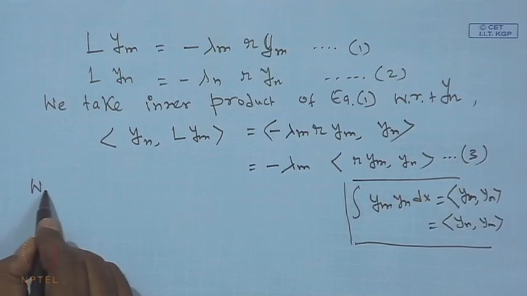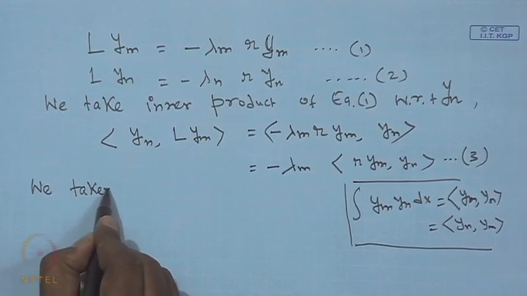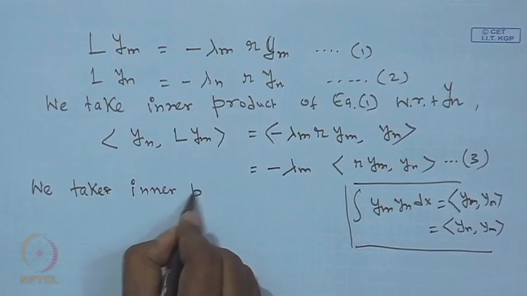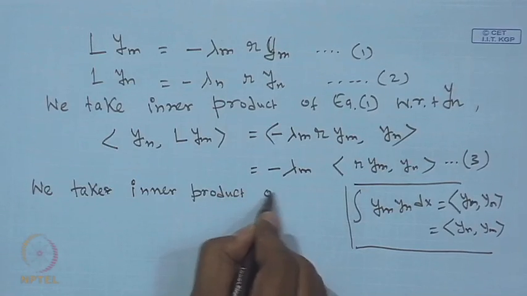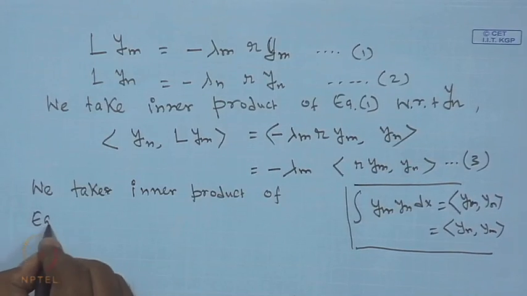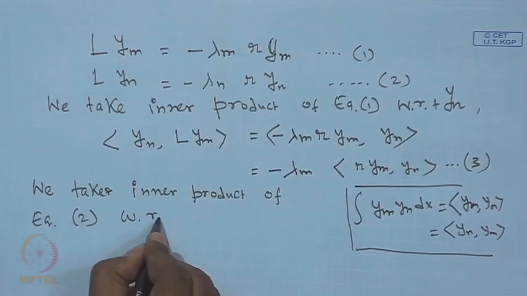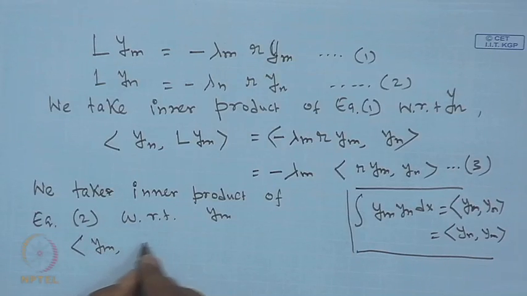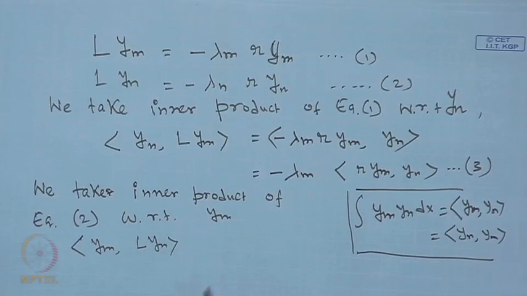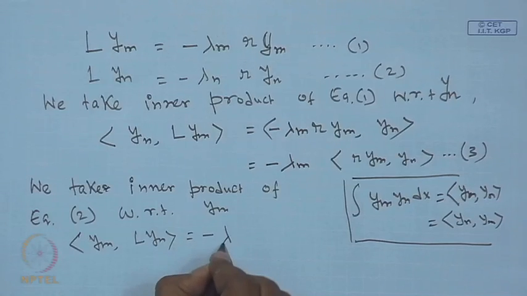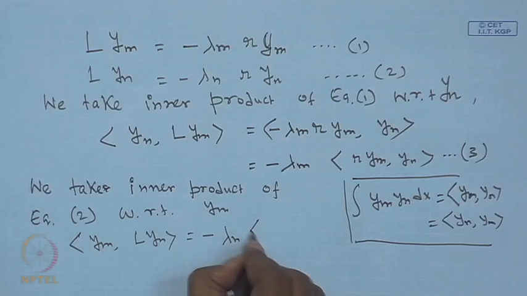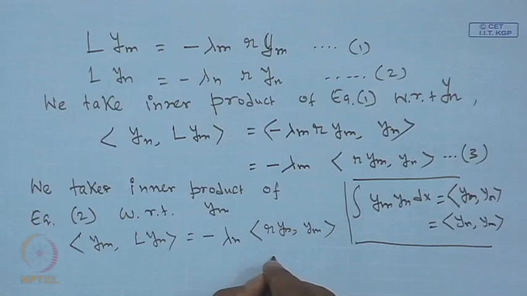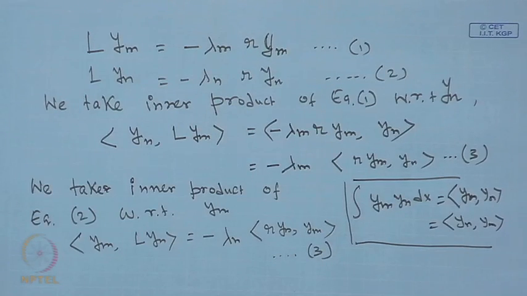Then we take the inner product of equation 2 with respect to y m. If you do that, you will get the inner product of y m and L y n is equal to minus lambda n times the inner product of r y n and y m. This is equation number 4.